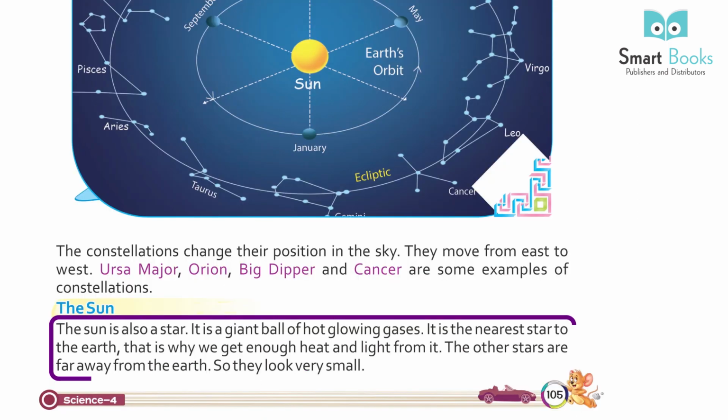The sun is also a star. It is a giant ball of hot glowing gases. It is the nearest star to the earth. That is why we get enough heat and light from it. The other stars are far away from the earth, so they look very small.